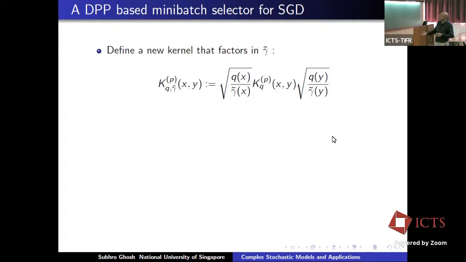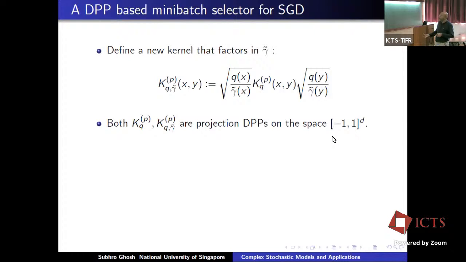The distribution of the data has now entered into the picture. This kernel is also a projection on the same space, but with respect to a different background measure. So you can sample from this K Q gamma tilde and get P points, a random subset of size P. But these points are still going to be generic points in the continuum. They are not going to be a subset of your given data set.